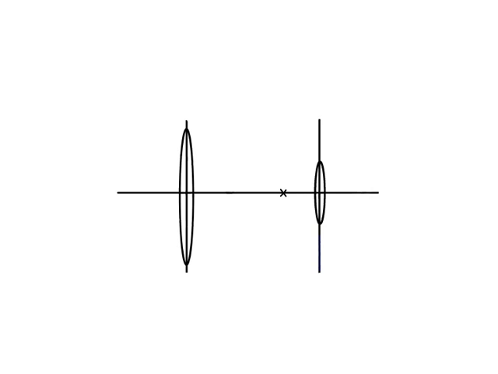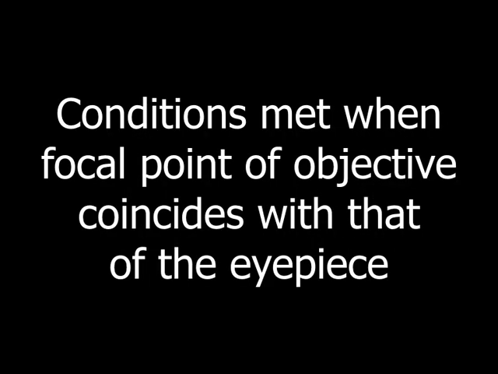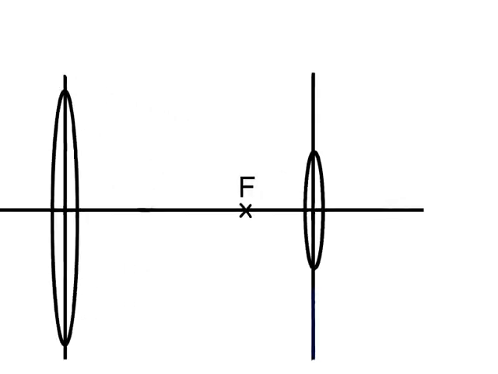To draw the ray diagram, we first draw two converging lenses. We can draw them as actual lenses, or we can represent them by double-headed arrows. In normal adjustment, the object is at infinity, and the image is a virtual image at infinity. Having the image at infinity means the eye is relaxed. These conditions are only met when the focal point of the objective lens coincides with the focal point of the eyepiece. Once we have drawn the lenses, we label the focal point with a capital F.